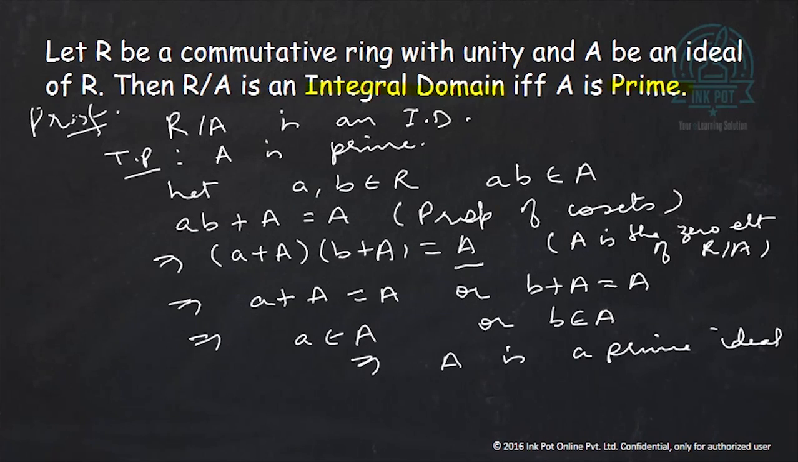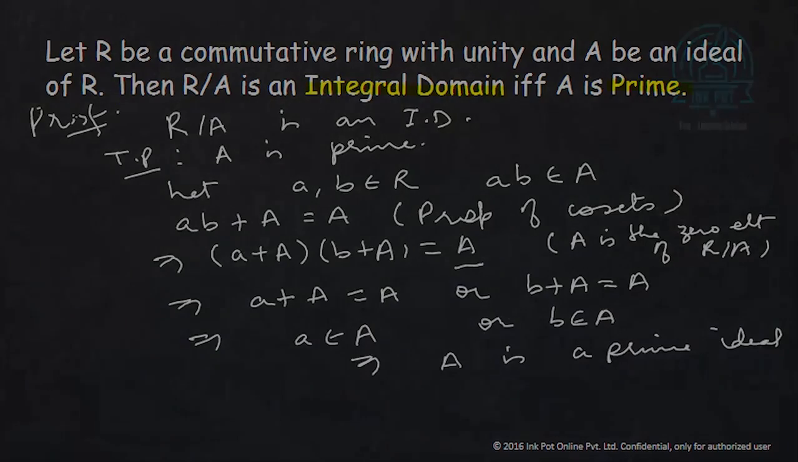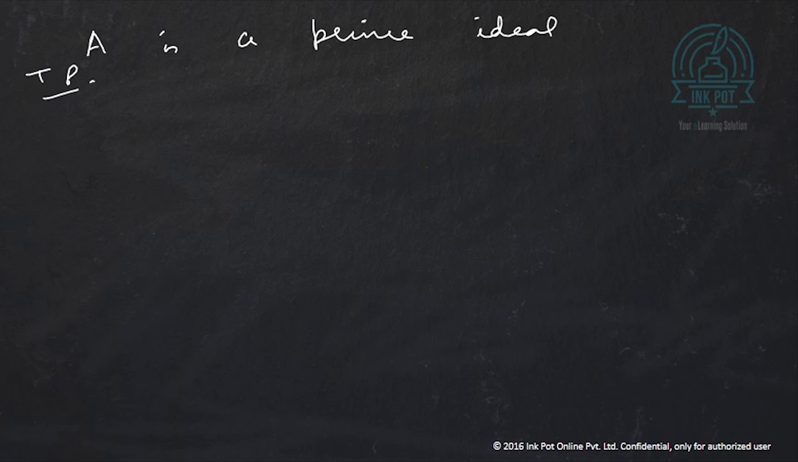Now let's look at the converse. Now we assume that A is a prime ideal. Now we have to prove R by A is an integral domain. Proving an integral domain means that we have to show it is a commutative ring with unity and it has no zero divisors.